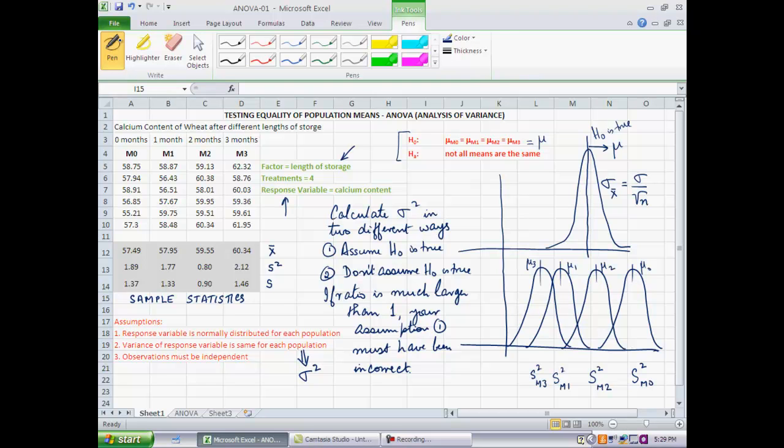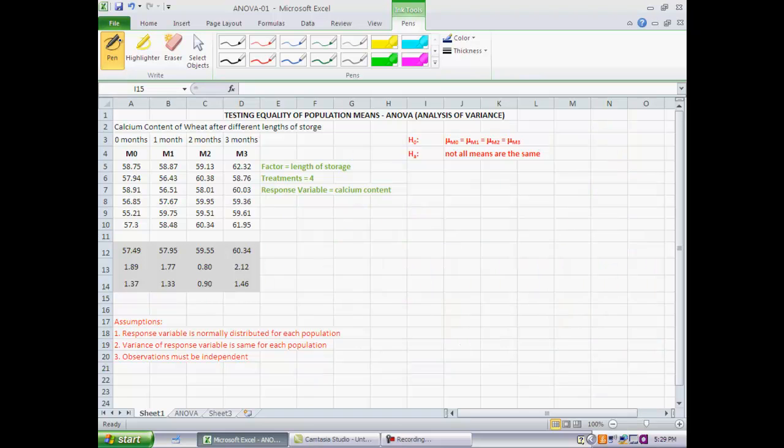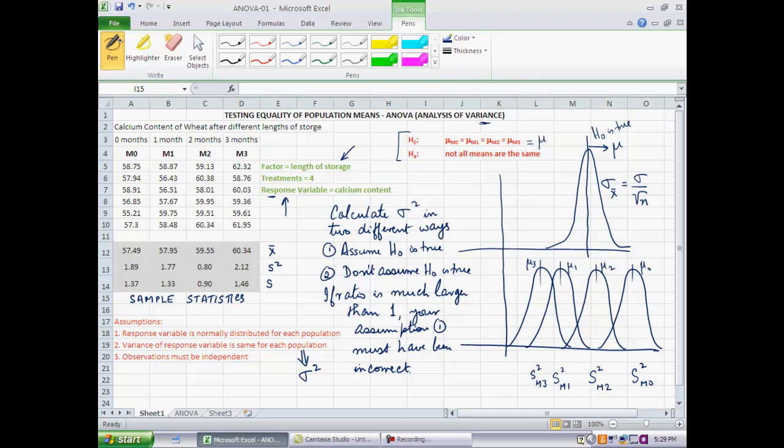So why is it that when we are checking for the means of 4 populations here, why are we talking about variance? First of all, the variance that we're talking about here is the variance of the response variable. By the way, the analysis of variance that I'm about to describe qualitatively for you rests on three important assumptions. One assumption is that the response variable, in this case the calcium content, is normally distributed for each population, in this case for 0 months, 1 month, 2 months, and 3 months.